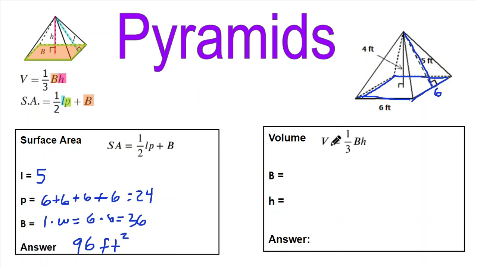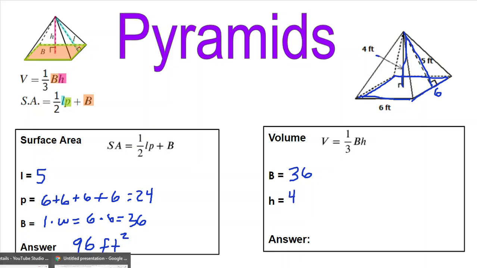All right, so now I can do my volume. The volume of a pyramid is 1/3 times the area of the base times the height. The area of the base we already figured out. It's the length times the width, so 6 times 6, and that got us 36. The height is the one that goes straight up to the middle of the pyramid, all the way up to the point. That arrow here is pointing to it, and that's 4. So our height is 4.